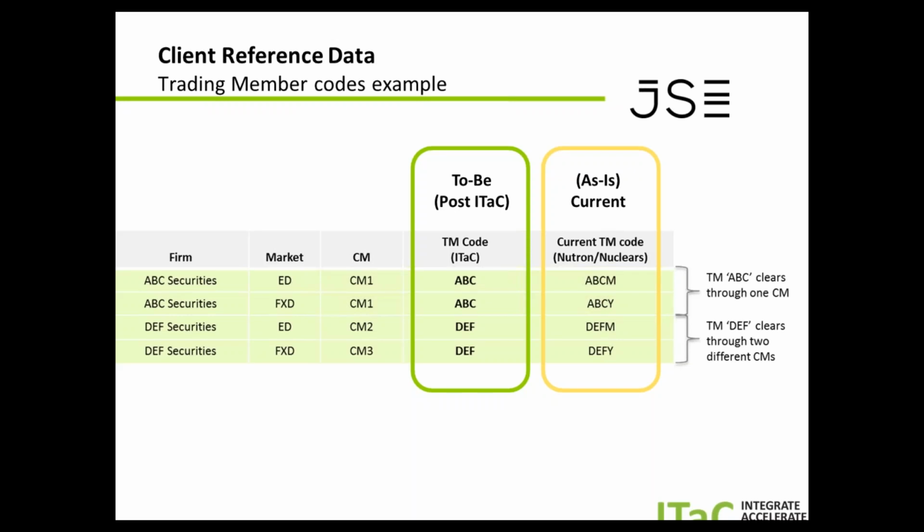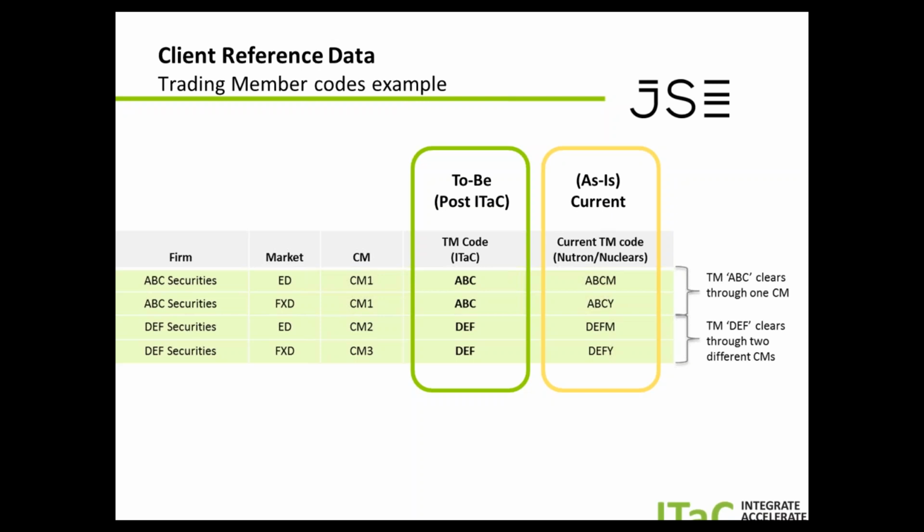The clearing member, same concept applies, where the clearing member alpha code will also change. In this case, you've got ABC clearing through one clearing member. And in this example with DEF securities, you've got the same member trading through different clearing members, with the same alpha code.